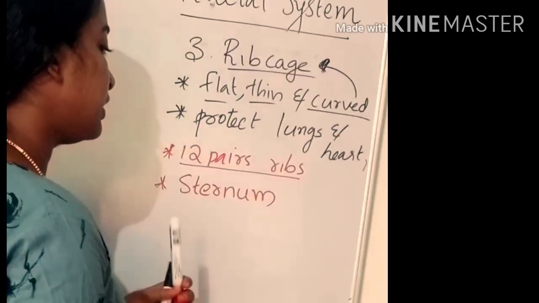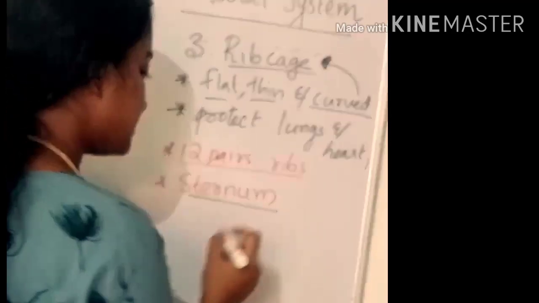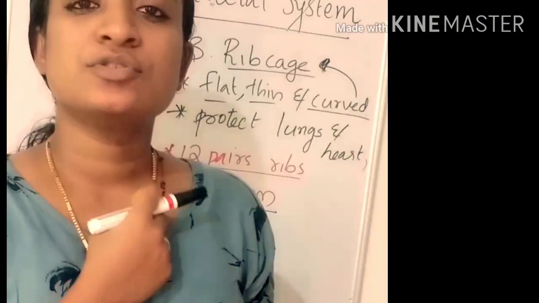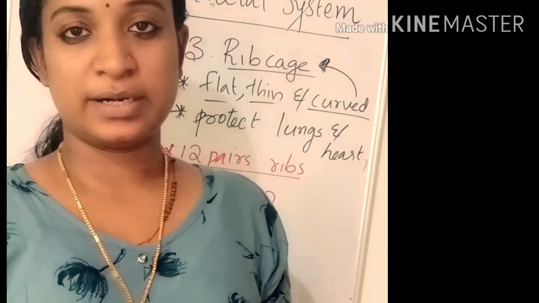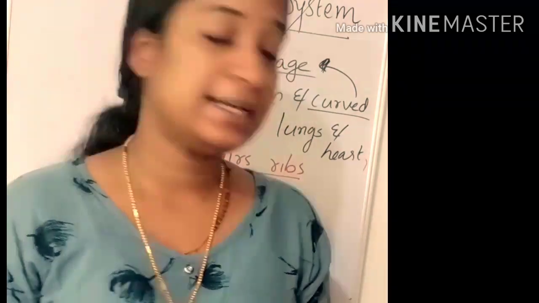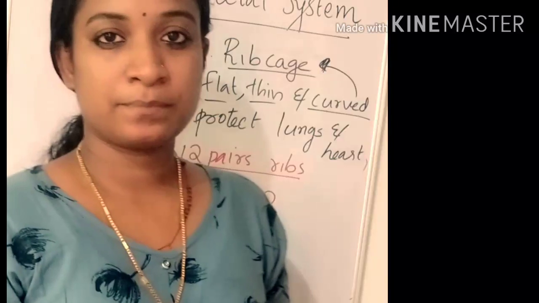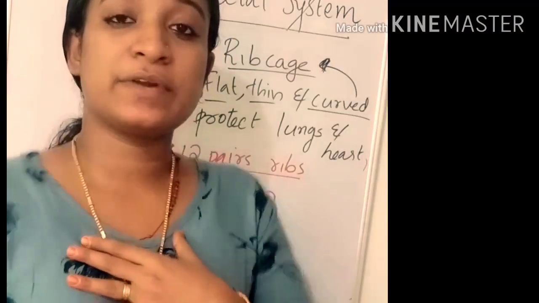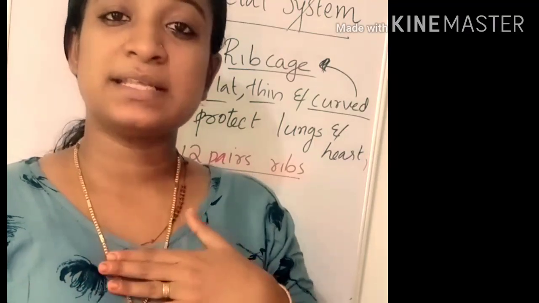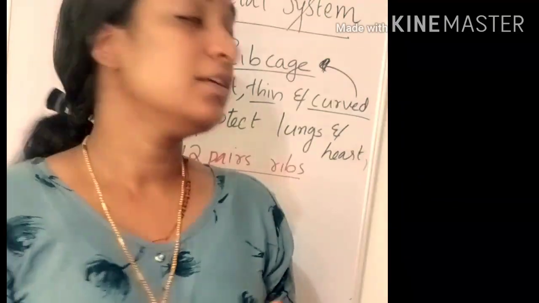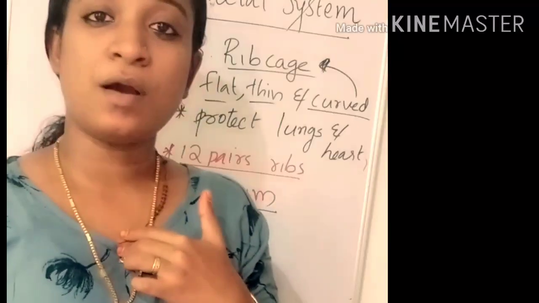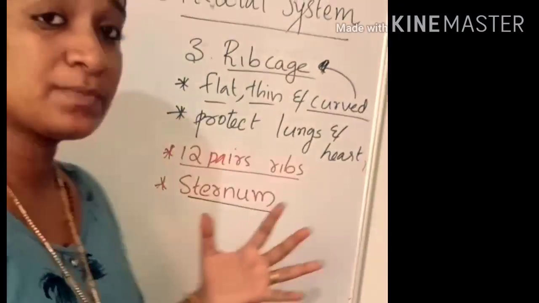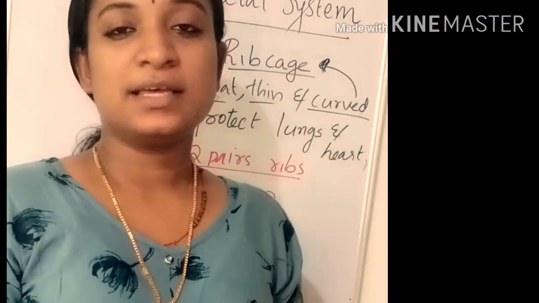Okay, so what is the sternum? The ribs in the front are connected to a long bone in the rib cage, and that is known as the sternum. So the front ribs are held by this sternum, which is a long bone present at the center of the rib cage.